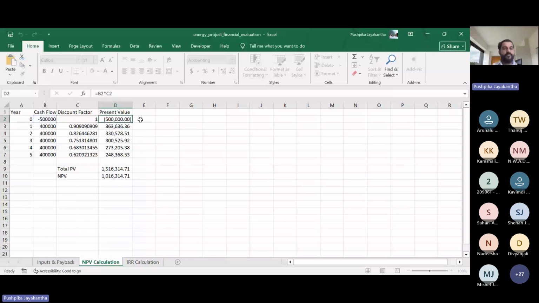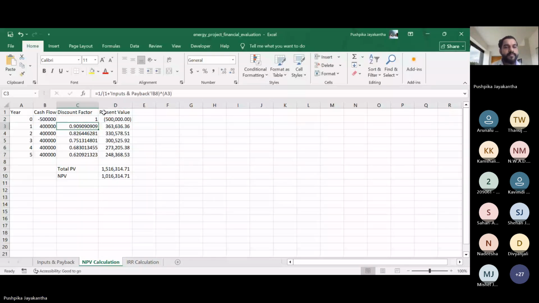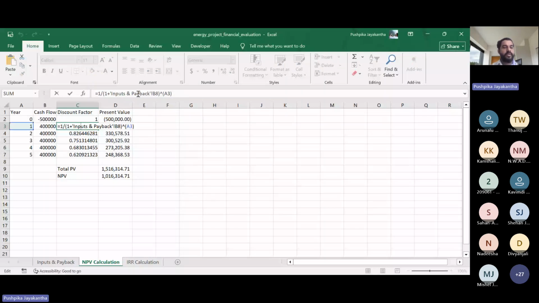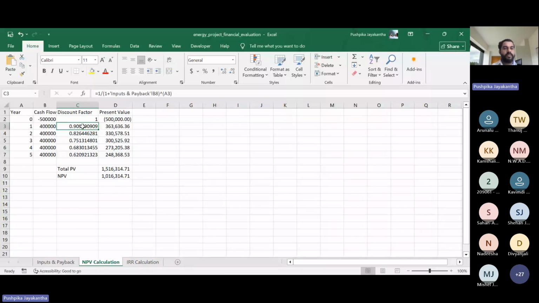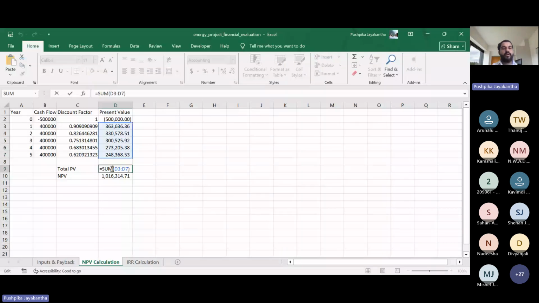rate factors. So here it's 1 plus the given discount rate of 10%. You can see I have linked this with B8; B8 means the discount rate here. And then you can do that for the first year, second year, third year, fourth year, and fifth year. At the same time you will get these present values here. And then you can get the total present value with this sum. And net present value means with the initial investment. So then it's around 1.1 million.